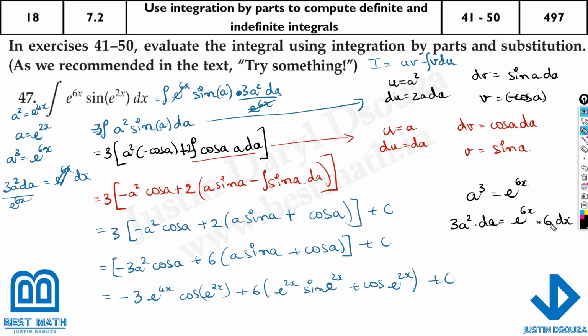I just completely forgot that. Then we take it to the other side. It's going to be 3a squared dA divided by e to the power 6x multiplied by 6. So that cancels off and it's 2, 1 by 2. So this is basically a squared dA by 2 e to the power 6x. So here instead of 3, we must have divided by 2. It's half that has been multiplied. So the only change is you're multiplying throughout by half. That's the thing. Nothing else.